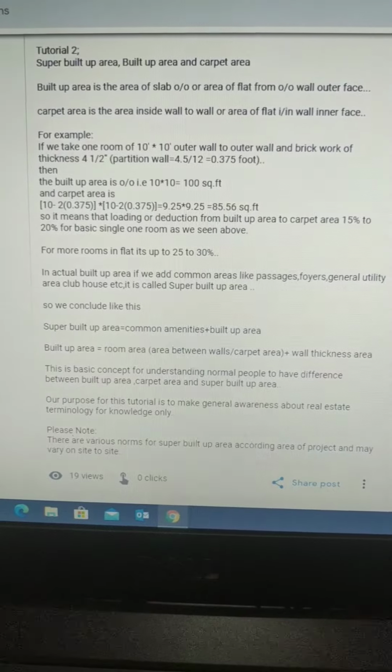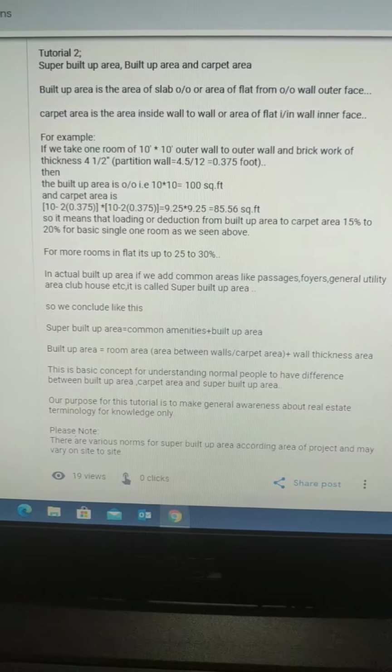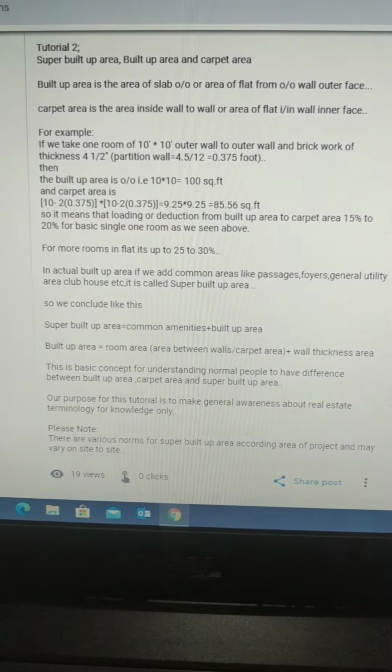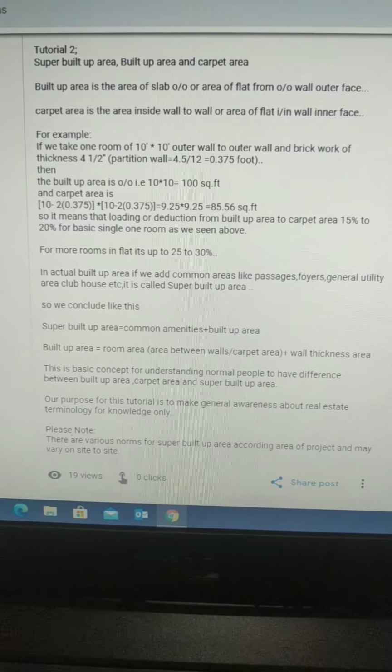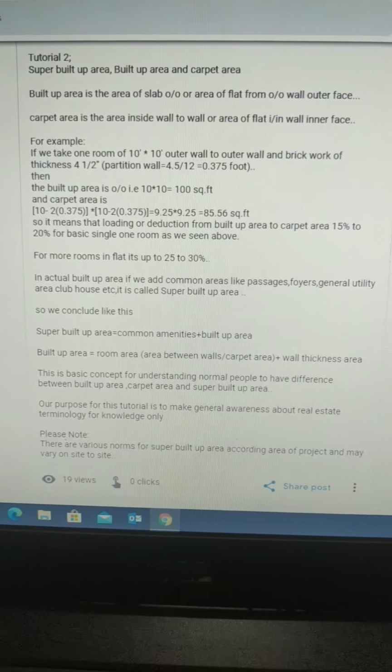Our purpose for this tutorial is to make general awareness about real estate terminology, for knowledge only. Please note, there are various norms of super built up area according to the area of the project, and they may vary from site to site.